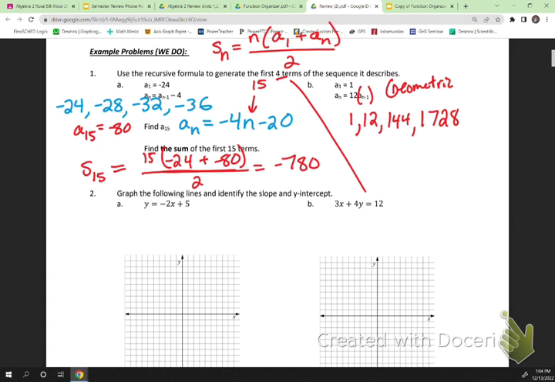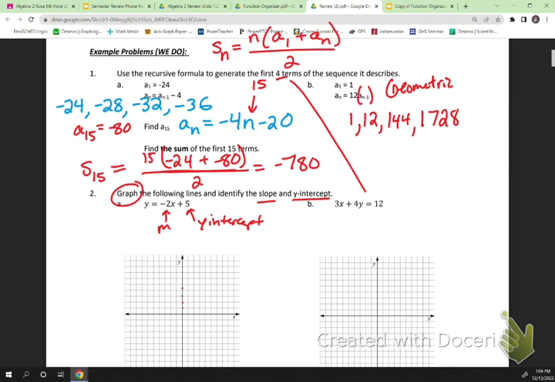Number 2. Identify the slope and the y-intercept and graph it. What's the slope from this? -2. What's the y-intercept? How do we graph this? Where do I start? At what point?